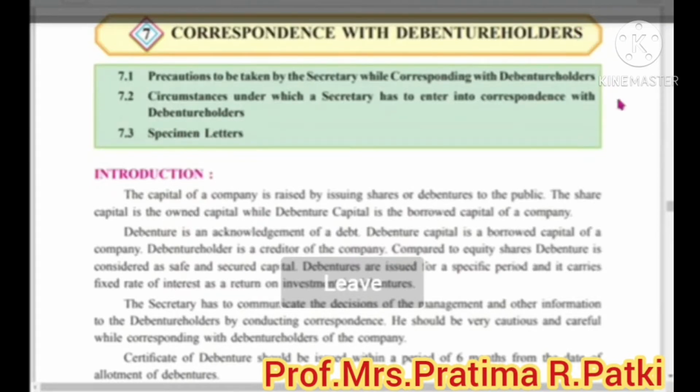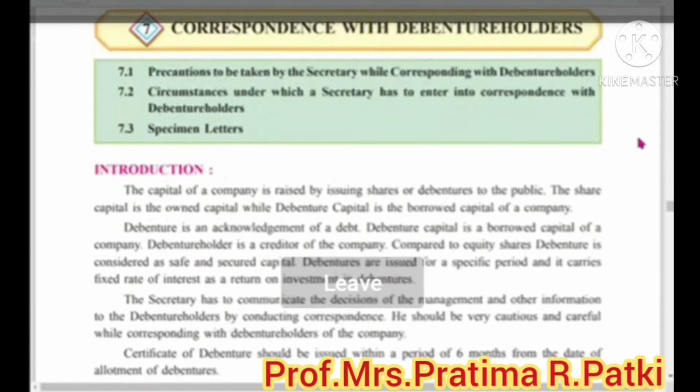holders. They are people who help the company in raising finance. Yes, let us see the introduction.